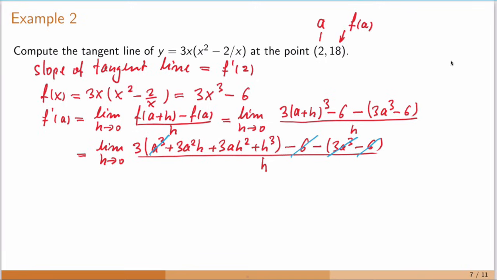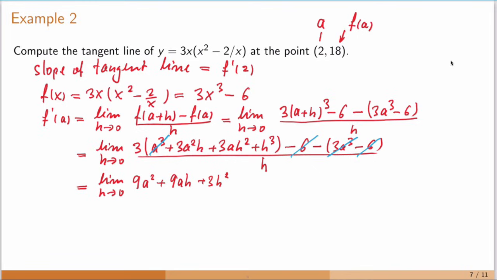The remaining terms all have a factor of h in them, so we can simplify this a bit and write limit as h goes to 0. And don't forget the 3, so we have 3 times 3a² h divided by h. This is a 9a². Then we have 3 times 3a h² divided by h, which is 9ah, okay? And then this other term is 3h², and that's it.